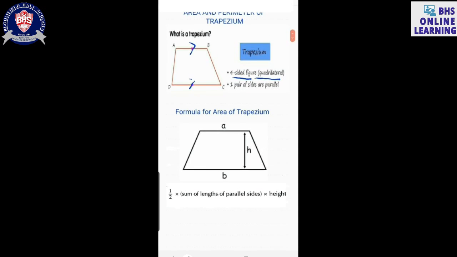And the height of the trapezium is the perpendicular distance between the parallel sides. This is the height of the trapezium, and it must be a perpendicular distance. Perpendicular distance means it makes a 90-degree angle. So that is considered the height of a trapezium. Now let's talk about its formula.